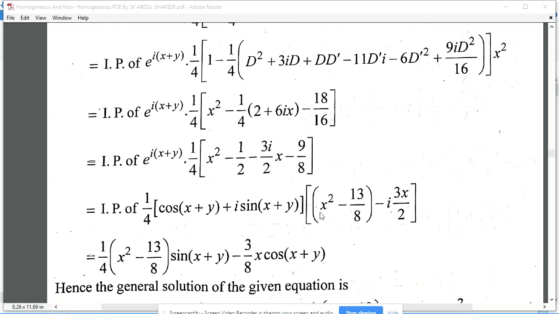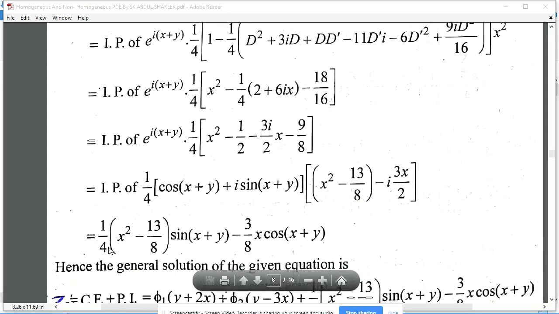Now we have to choose only the imaginary part in this product. Imaginary part, while multiplying cos of (x plus y) with minus i into 3x by 2, we will get imaginary part, and i sin of (x plus y) is multiplied with x square minus 13 by 8, we will get imaginary part. Just writing those two parts and multiplying with 1 by 4, thus we will get the particular integral.